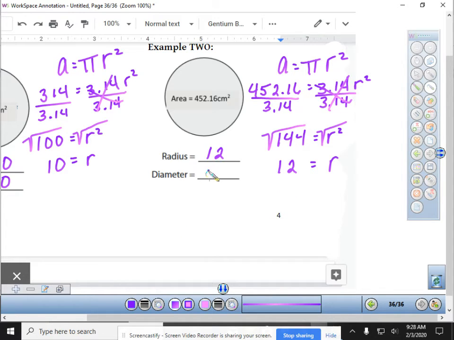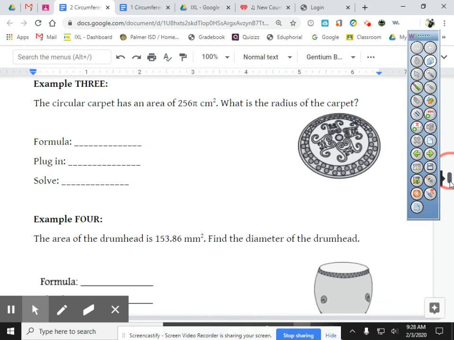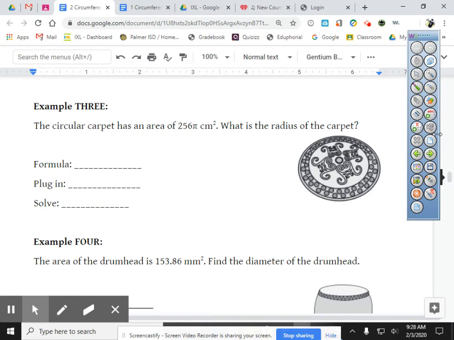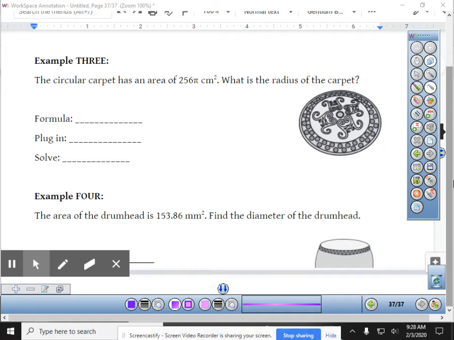What's the diameter? 24. Good. Okay, moving on. This is my favorite, okay, because it looks a little weird, but I think I said something to you last week. When I say it again, you're gonna go, oh yeah. The circular carpet has an area of 256 pi square centimeters. What is the radius of the carpet?